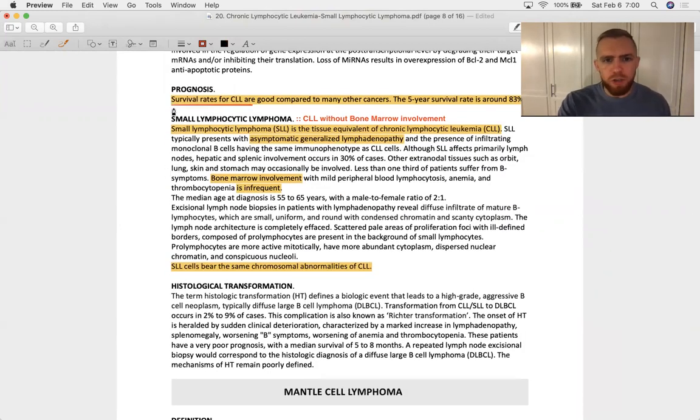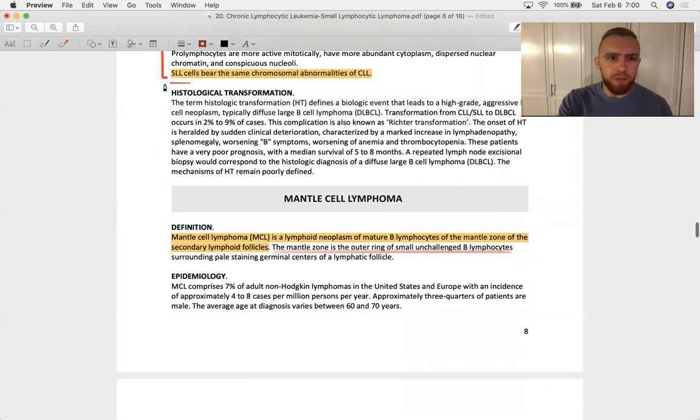So small lymphocytic lymphoma. What is this? One more time, it is CLL, but the bone marrow is not involved. There is going to be a lymphadenopathy. There is maybe going to be a splenomegaly, but there is no bone marrow involvement. Other than that, it's exactly the same as CLL, especially with that CD5 positivity.